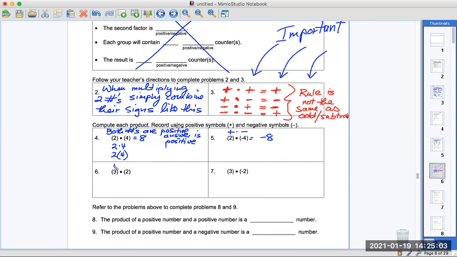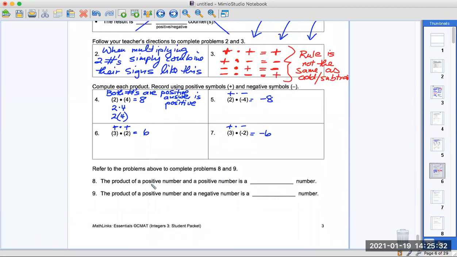3 times 2, positive times a positive. Positive times a positive, answer is positive. 3 times negative 2. Positive number times negative number. Positive times negative, the answer is negative. Anytime you have one negative, your answer will be negative. Notice that? So now down here, the product of a positive number and a positive number is always a positive number. And the product of a positive and a negative is always a negative number.